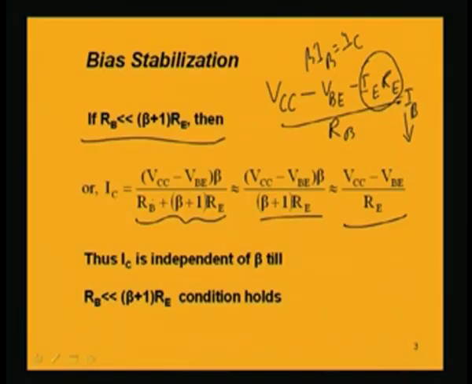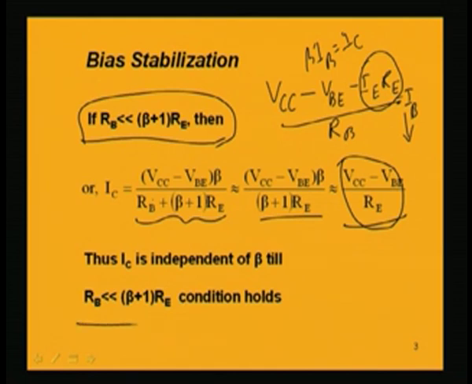So, finally, in this expression of IC we see that VCC minus VBE, where VBE is the constant drop of 0.7 volt for silicon, VCC is a constant biasing voltage that we apply, and RE, once we have designed it, we are not going to change. So, this whole expression is now the expression for IC, and it is not affected by beta. So, IC is independent of beta if we maintain this particular design criterion. Under this condition only will IC be independent of beta.